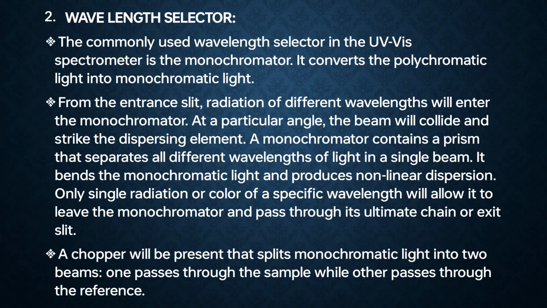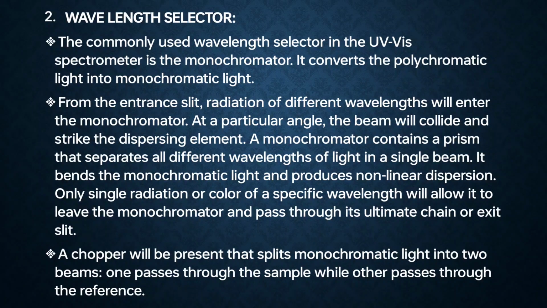The second one is the wavelength selector. The commonly used wavelength selector in this UV spectrometer is the monochromator. This monochromator will convert a polychromatic light into a monochromatic light. From the entrance slit, light of different wavelengths enters the monochromator, and at a particular angle this beam strikes the dispersing element. The monochromator contains a prism. This prism separates all the different wavelengths of light, and only a single radiation or color of a specific wavelength is allowed to leave the monochromator, and it ultimately passes through the exit slit.